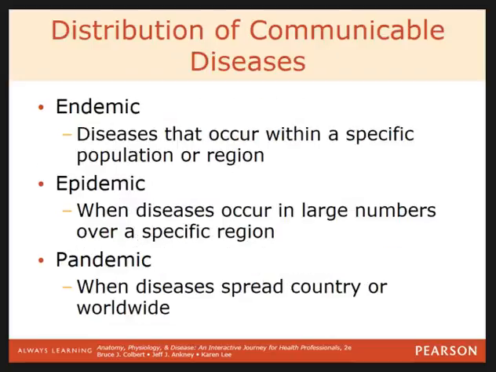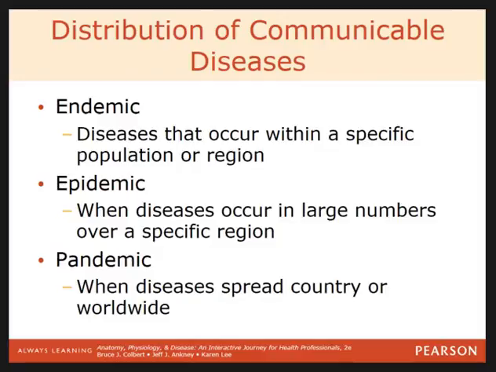When we talk about communicable diseases, how they cluster: an endemic is a disease that occurs within a specific population or region, and it's pretty well contained. An epidemic is where the disease occurs in large numbers over a specific region. And then a pandemic is when the disease spreads over the country or is worldwide.